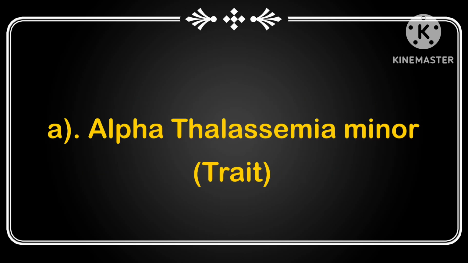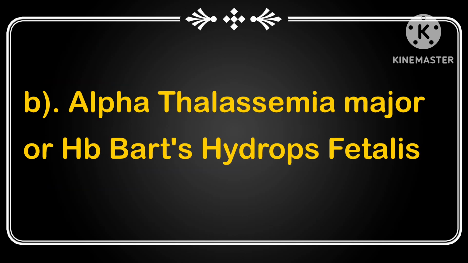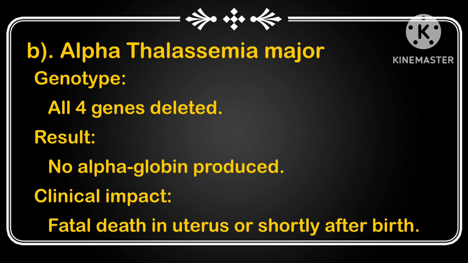Alpha thalassemia trait minor. Genotype: 2 gene deletions. Result: reduced alpha globin production. Clinical impact: mild microcytic anemia, often asymptomatic. Alpha thalassemia major, or HB Bart's hydrops fetalis. Genotype: all 4 genes deleted. Result: no alpha globin produced. Clinical impact: fatal, death in utero or shortly after birth.